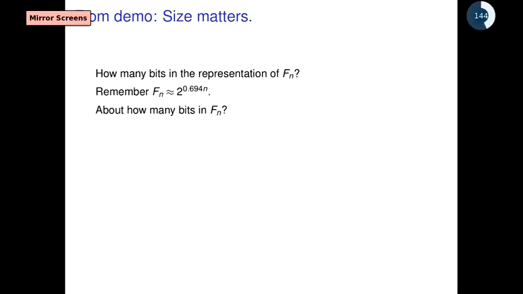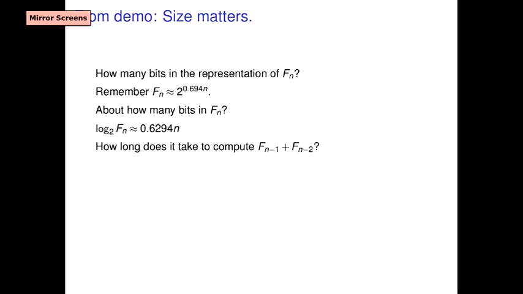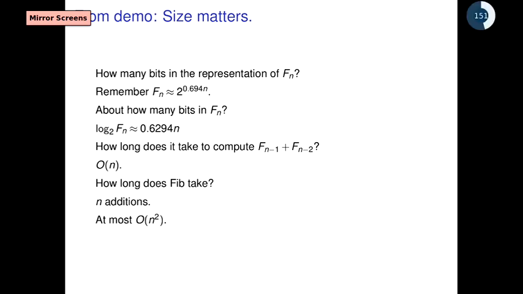So how many bits are in f of n? It's log base 2 of f of n, which is this many bits. That's the representation in binary. How long does it take to do this addition? Well, you add two numbers, and you get order n time, right? So now how long does fib take? It's n additions, and most of the numbers are around order n size. So there's at most n squared.